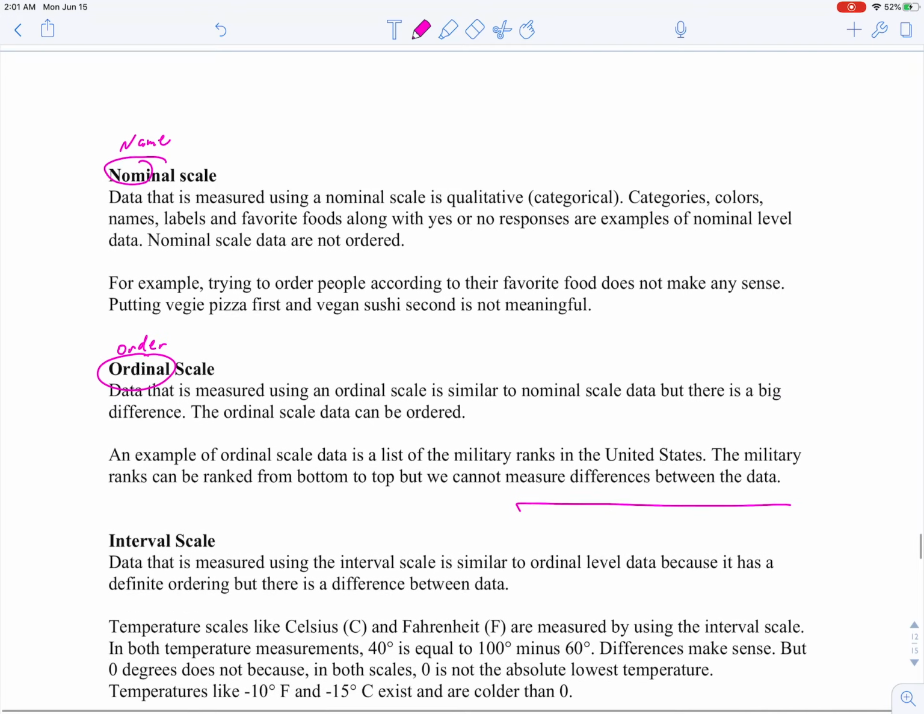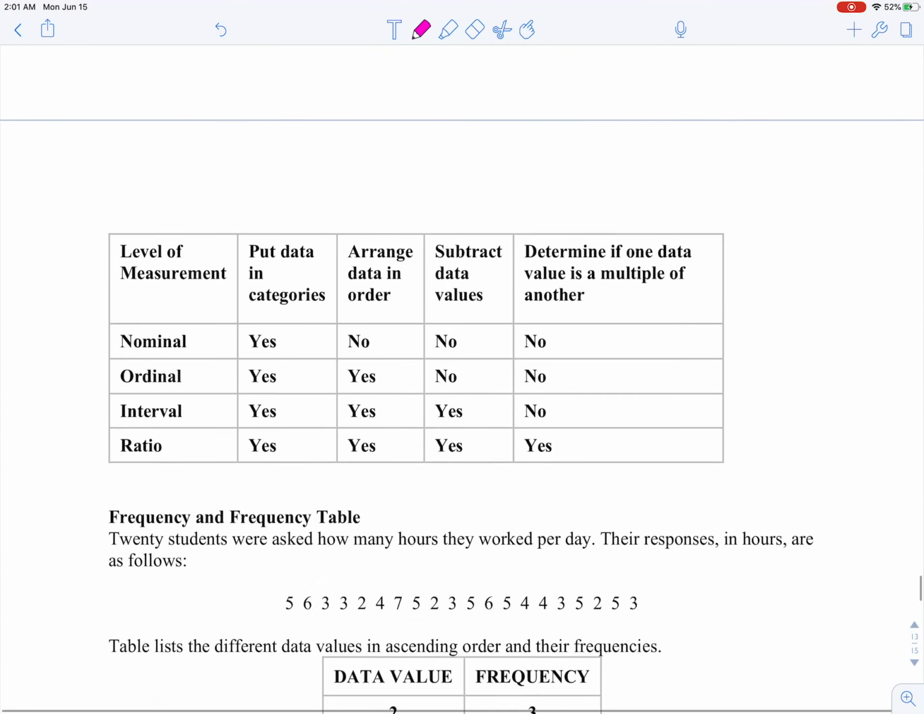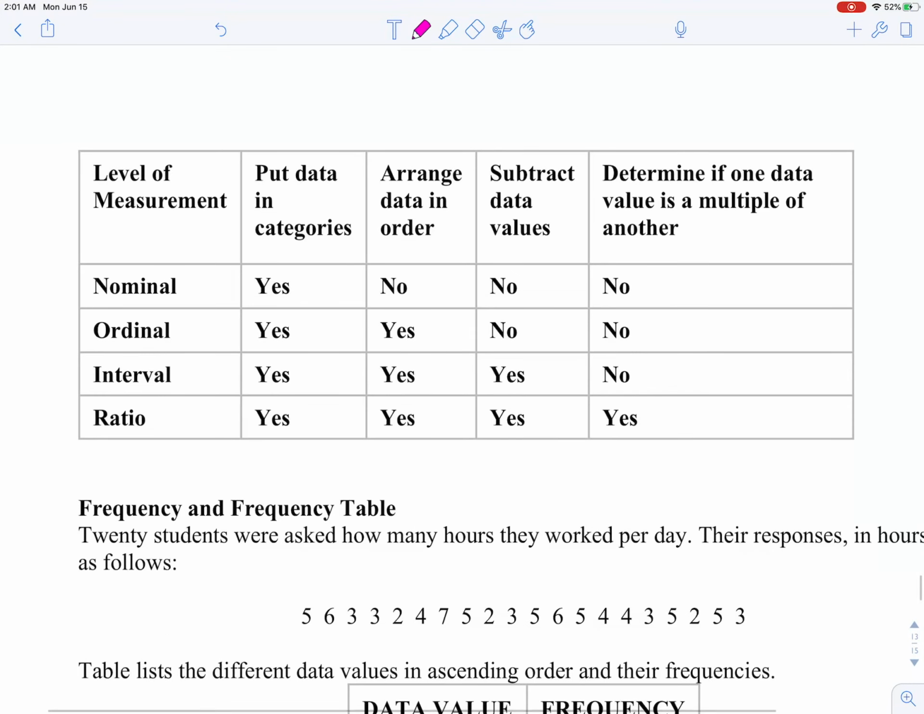All right. So go over those. You'll see those definitely in the homework. And here's just a quick little table to give you some ways to remember these different levels of measurement.